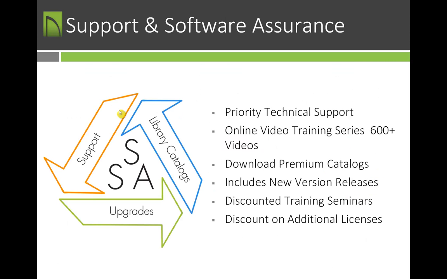And I briefly mentioned while we were on the website, Support and Software Assurance. This is a benefit package that we offer for our professional programs. You get a year of it for free with the initial purchase, and what it gives you is access to those catalogs that we looked at, free upgrades to the next version, priority technical support, as well as access to those training videos that we looked at as well. And then it will also give you discounts on some training options.